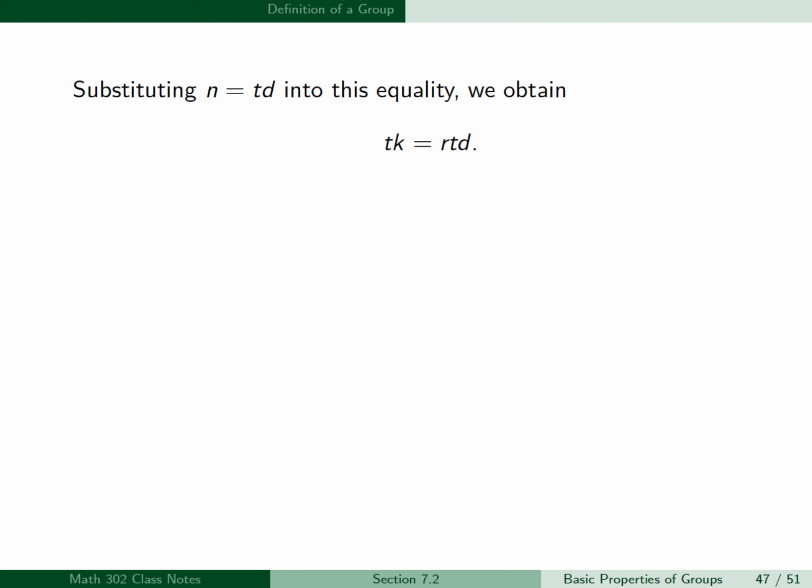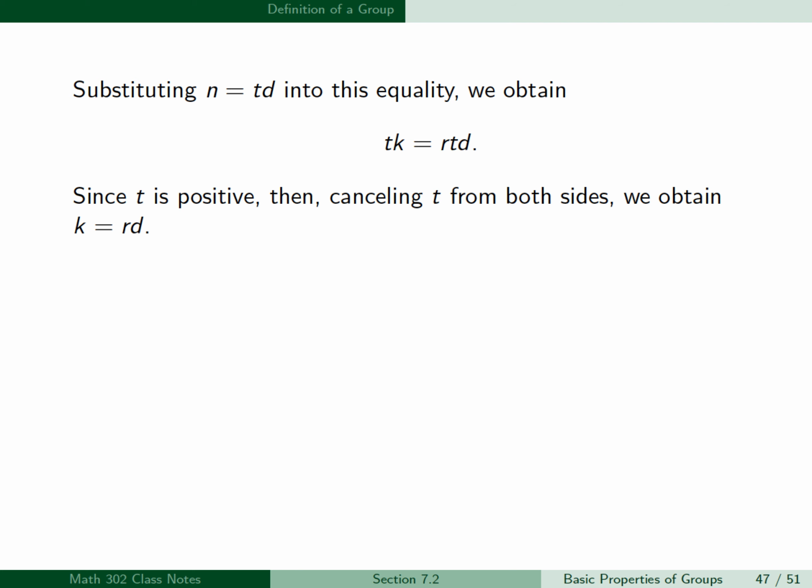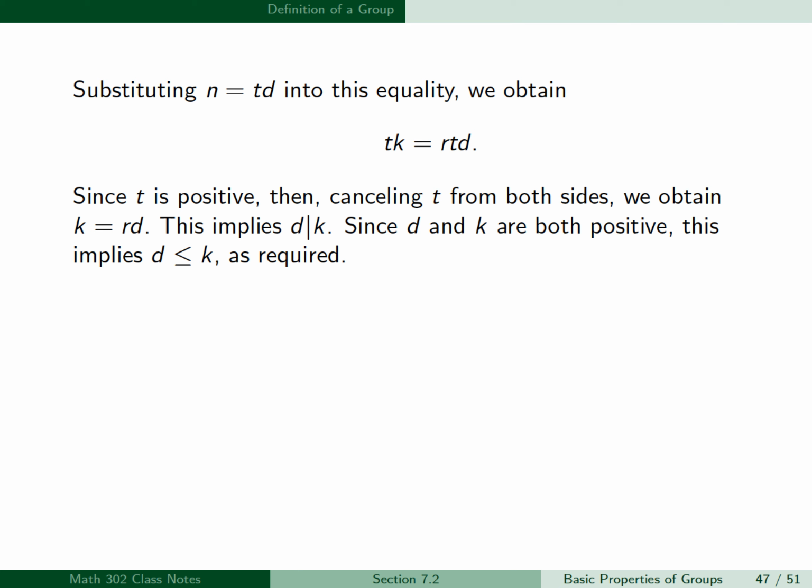Now substituting n is equal to td into this equality, we obtain tk is equal to rtd. Since t is positive, then canceling t from both sides, we obtain k is equal to rd. And this implies d divides k, and since d and k are both positive, this implies d is less than or equal to k, as required, and thus a to the t has order d. And this proves part 3 of the theorem.